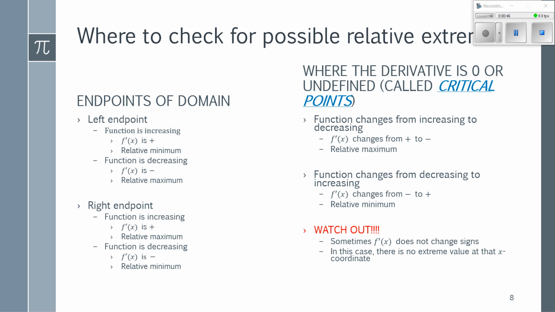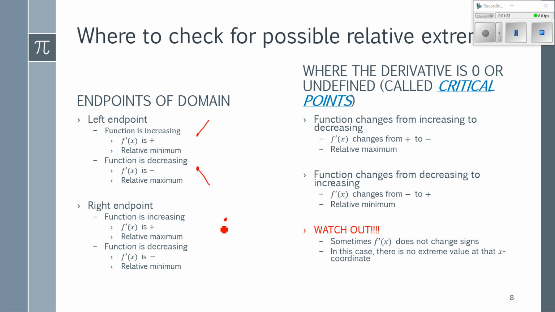So the way we check this, I like to check endpoints of the domain first. That's a personal thing. I do it because if I don't do them first, I kind of forget about them. So at the left endpoint, if the function is increasing, meaning f prime is positive, that means we have a relative minimum, because here's the left endpoint and we're going up from there. Whereas if I have the left endpoint and the function is decreasing, f prime is negative, I have a relative maximum. It's kind of backwards with the right endpoint.